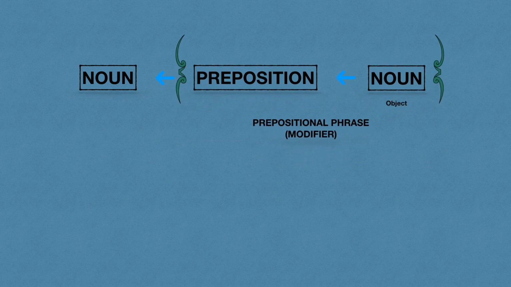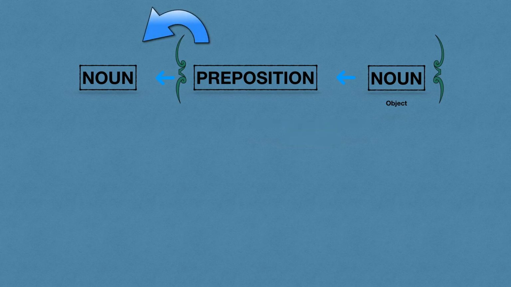Now let's take a closer look at each of these cases one by one. Case 1. Noun, preposition, noun. Whenever a preposition and its object are connected to a noun on the left, they describe that noun, and the prepositional phrase behaves as an adjective phrase. Let's take a look at a couple of examples.